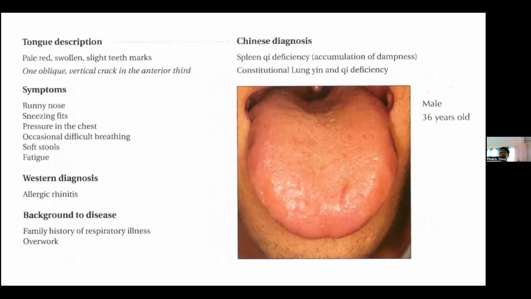Patient symptoms are runny nose, sneezing fits, pressure in the chest, occasional difficult breathing, soft stools, and fatigue. Sa Western diagnosis, there is allergic rhinitis. Sa background to disease, family history of respiratory illness and overwork.